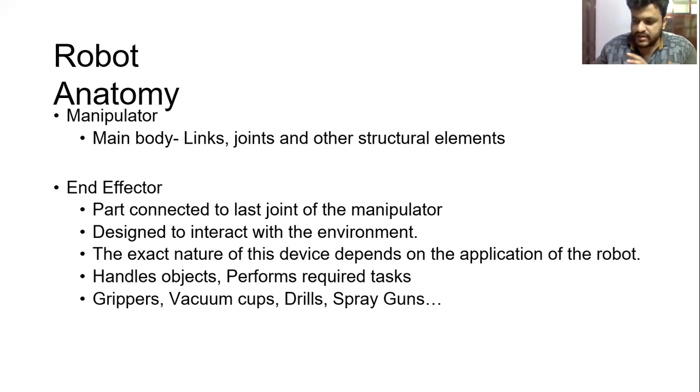The end effector is a part that is connected to the manipulator. This end effector may change according to our application. For example, in a painting robot it will be a paintbrush, or in a drilling operation a drilling bit will be placed here as the end effector. According to the application, the end effector varies. Examples could be grippers, vacuum cups, drills, spray guns, etc. And they are designed to interact with the environment.